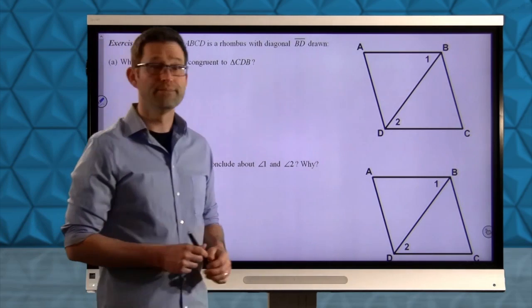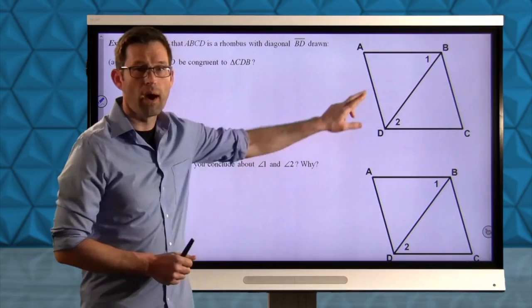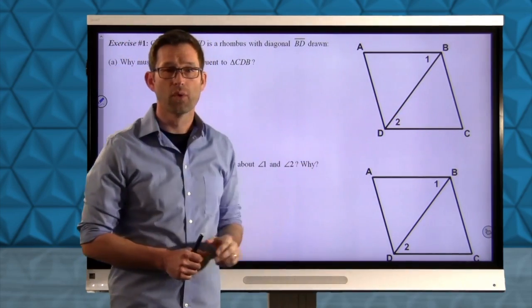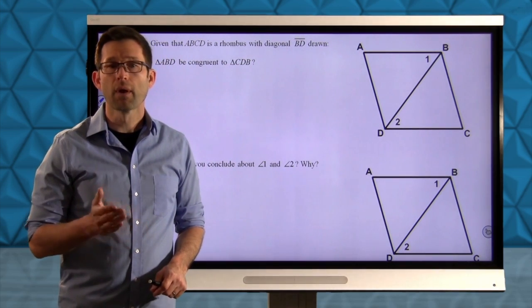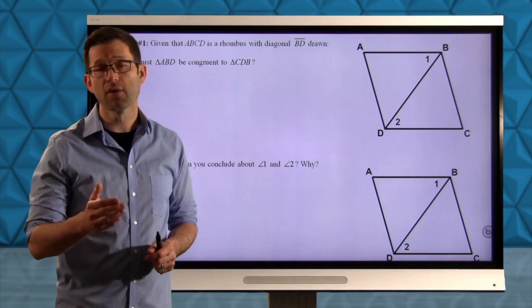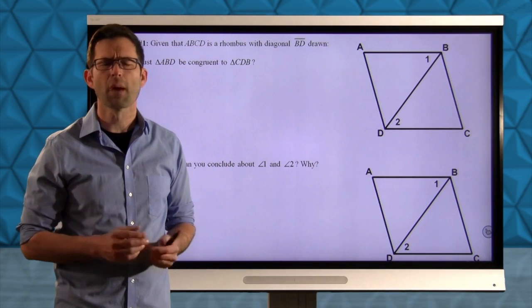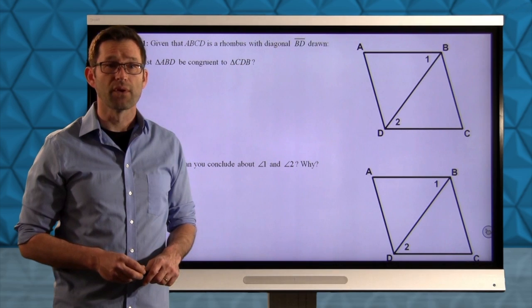So let me read it through for you. Exercise number 1. Given that ABCD is a rhombus with diagonal BD drawn, letter A asks us, why must triangle ABD be congruent to triangle CDB? So why does the triangle up here have to be congruent to the one down there? Remember, we're talking about a rhombus here. What I'd like you to do is pause the video right now and think about why that must be. Then I'm going to lay out a very short paragraph proof, not a T-table proof, about why those two triangles are congruent. But see if you can figure it out.